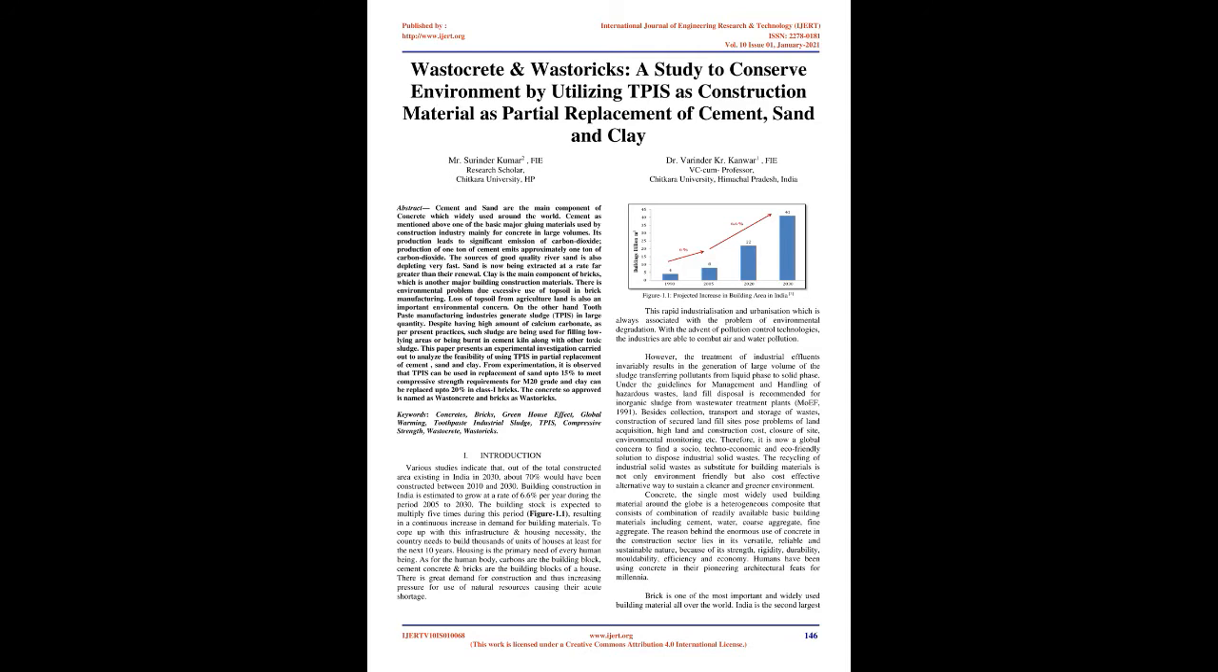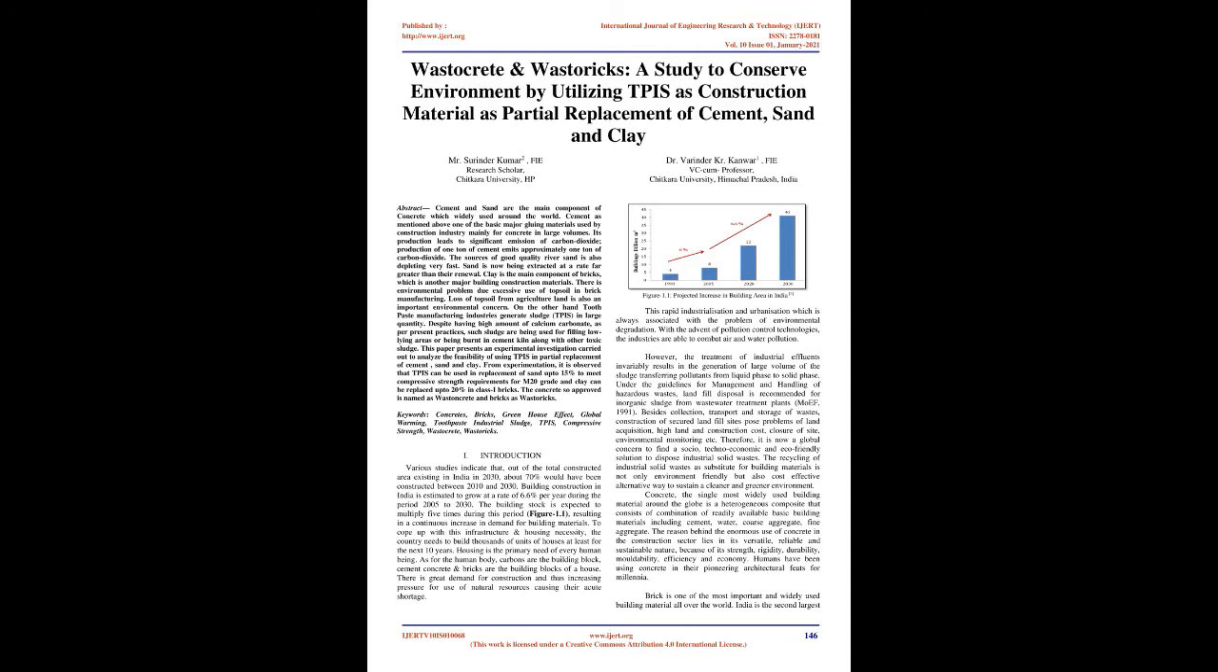Production of 1 ton of cement emits approximately 1 ton of carbon dioxide. The sources of good quality river sand are also depleting very fast. Sand is now being extracted at a rate far greater than its renewal. Clay is the main component of bricks, which are another major building construction material. There is an environmental problem due to excessive use of topsoil in brick manufacturing. Loss of topsoil from agricultural land is also an important environmental concern.